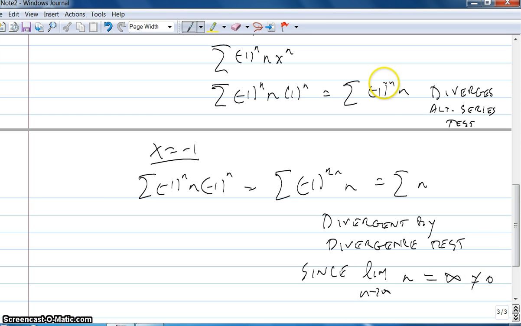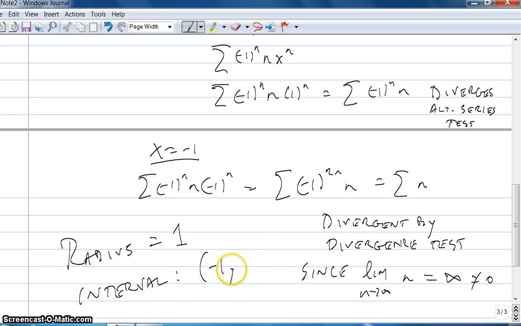The same is true up here. You don't have to say it's the alternating series test, you can just say that it diverges by the divergence test. Okay, so the final interval, here we have the radius is 1, and the interval is (-1, 1). Okay, without the endpoints.